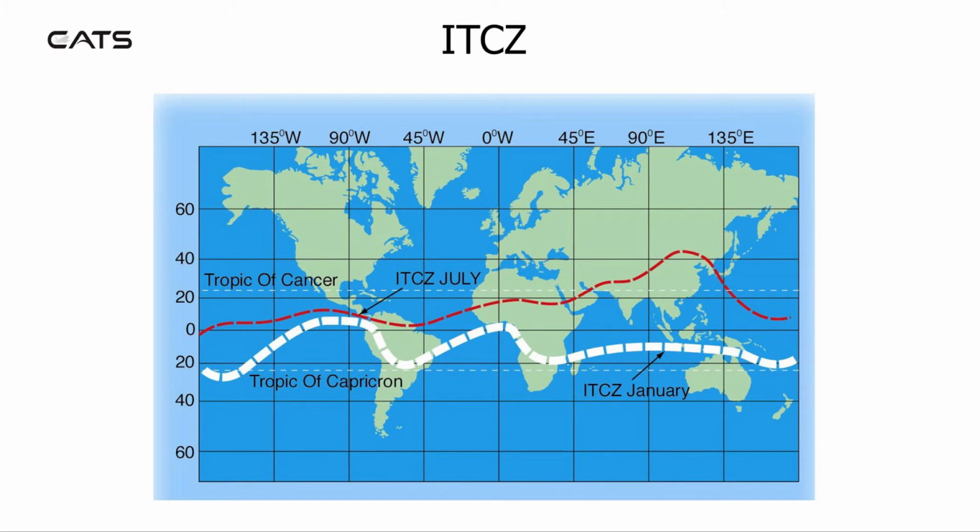In January, the ITCZ will follow the sun, about a month behind it, into the southern hemisphere. It will typically be between 0 and 20 degrees at most south of the equator, but taking larger dips southwards over land.